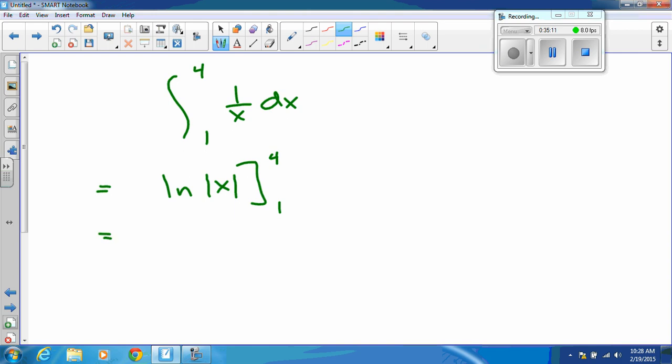Because I am integrating from 1 to 4, all of the x's in the interval 1 to 4 are positive values. Therefore, the absolute value of any of those x's is simply going to be x itself. And so what I get is ln 4 minus ln 1, and the natural log of 1 is 0. So I get ln 4, exactly as advertised.